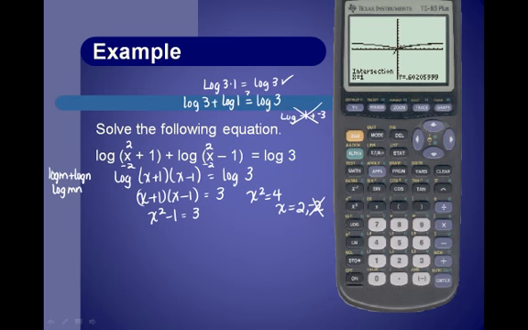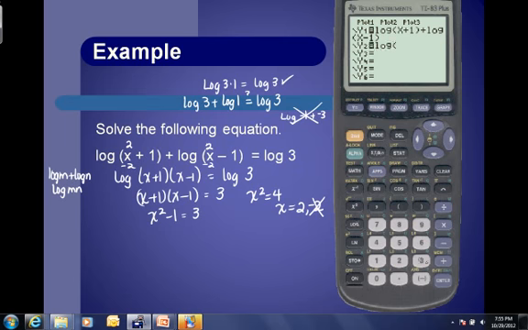Now, what would this look like on our calculator? There's the log of x plus 1 plus the log of x minus 1. There's the log of 3. Notice they only intersect in one place. Second trace, which is calculate number 5. First curve, we'll need to arrow over to make sure we're on the first curve. Notice we're not on the first curve for a while until we jump all the way over to 1. Then second curve, and then our guess, and we get an answer of x is equal to 2.